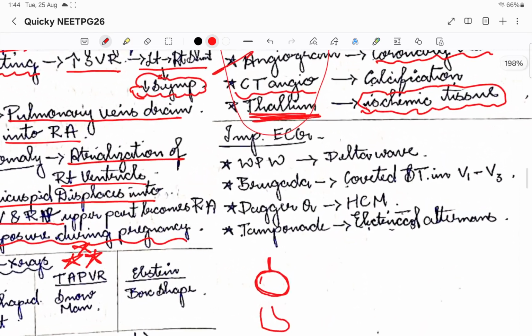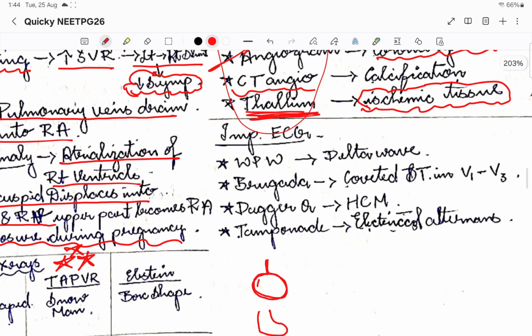Some of the important ECGs are, so WPW syndrome. Okay, we'll discuss more about it. WPW syndrome is Wolff-Parkinson-White syndrome. It is an arrhythmic issue. It will have a delta wave that looks like this. Okay, delta waves will be there when you see an ECG. If you get a delta wave, it is WPW syndrome.